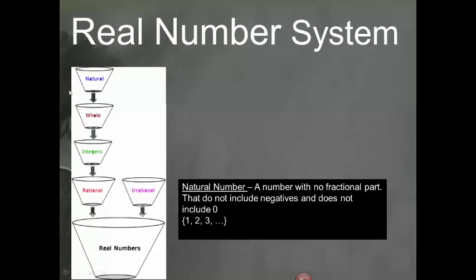So what's the difference between natural and whole? Whole numbers have 0, natural doesn't. What's the difference between integers and whole numbers? Negative numbers are in integers, they are not in whole numbers. What you're going to have to do is take a number and place it in the right spot.